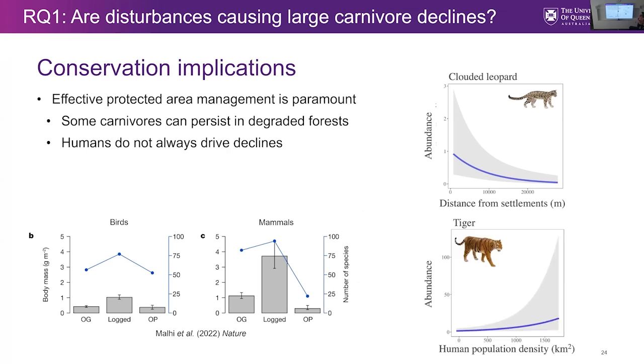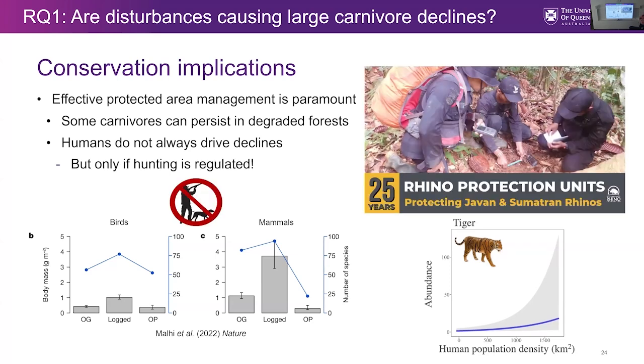We can also see that humans don't always drive declines, as illustrated by that tiger result. But when we looked into the data further, we found that the landscape that had the highest density of tigers also had the highest human population density, but also has the most intense anti-rhino poaching management happening there to help safeguard the last remaining population of Sumatran rhinos. And it's also interesting to note that in Mali's study, they suffered very little poaching pressure in their study sites as well. So it just really highlights the importance of regulating poaching in this region.